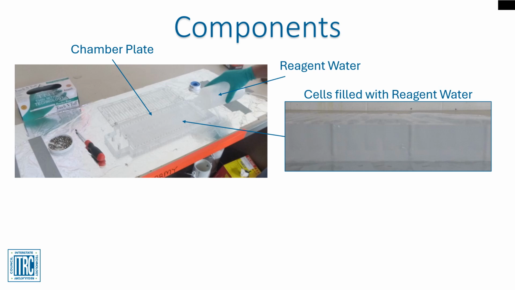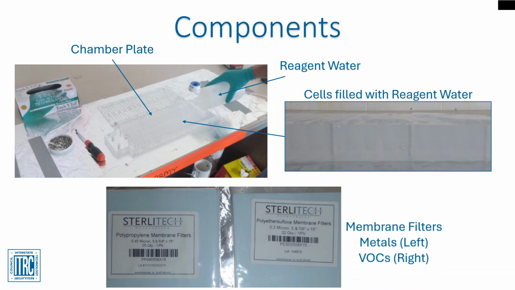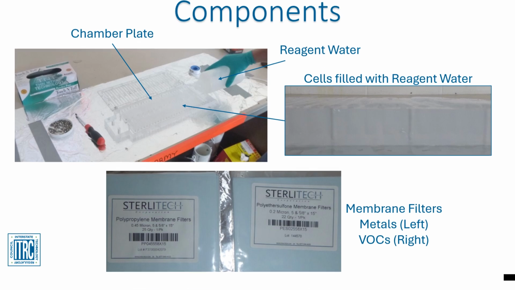The mesh screen should be selected based on target analytes. For metals and inorganics, a 0.45 micrometer pore size nylon or polypropylene mesh is commonly used. A 0.2 micrometer polyether sulfone can be used to collect samples for VOC analysis. These mesh screens are commercially available from vendors.